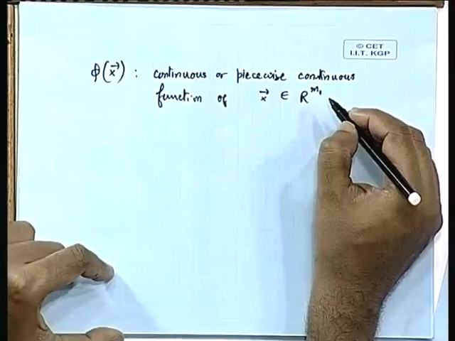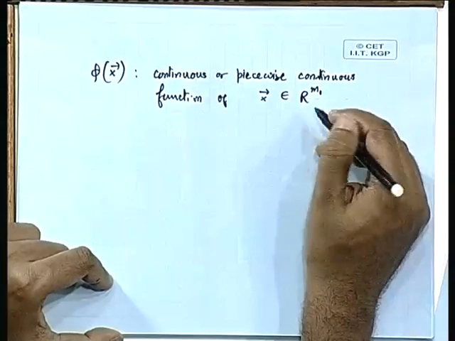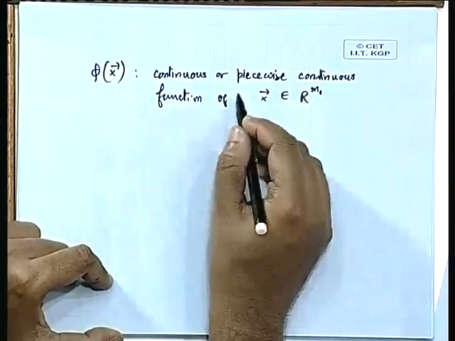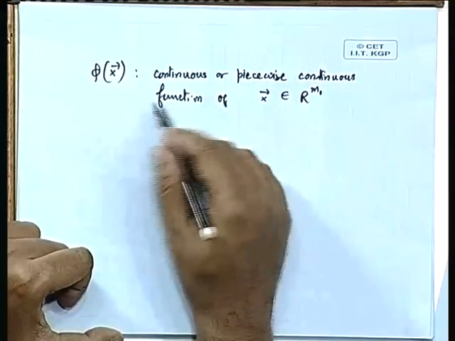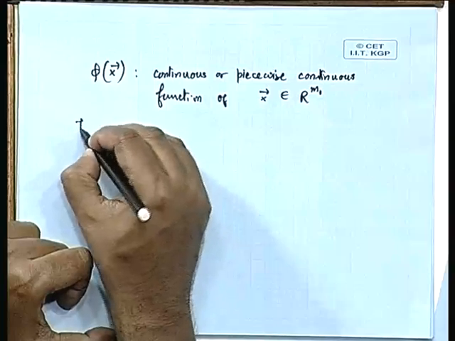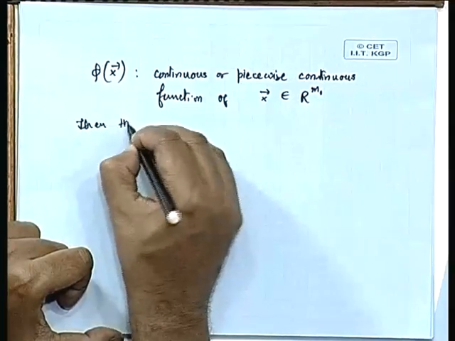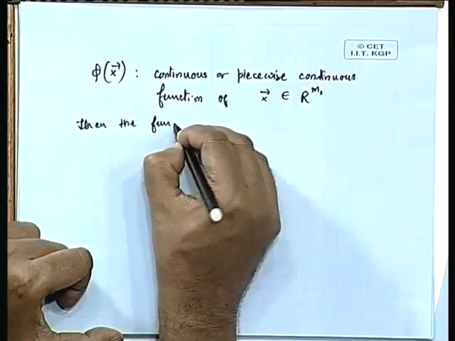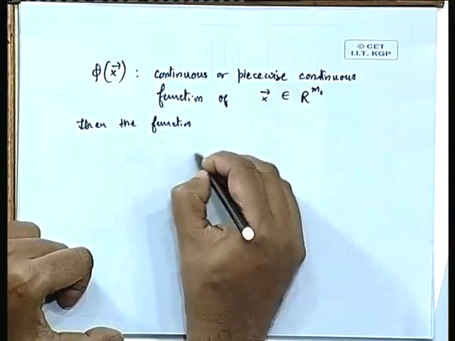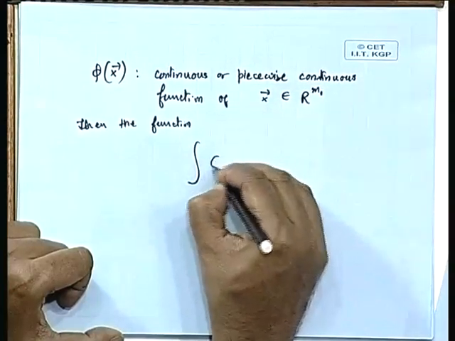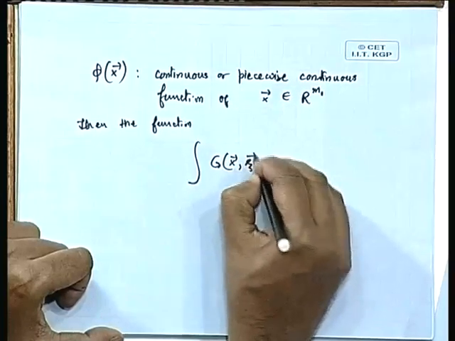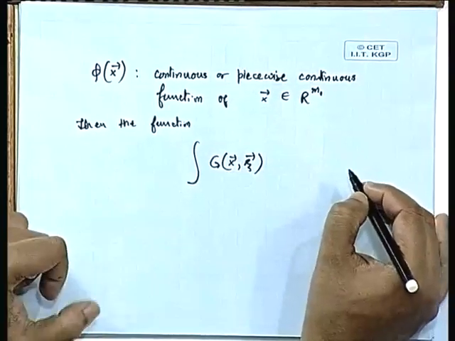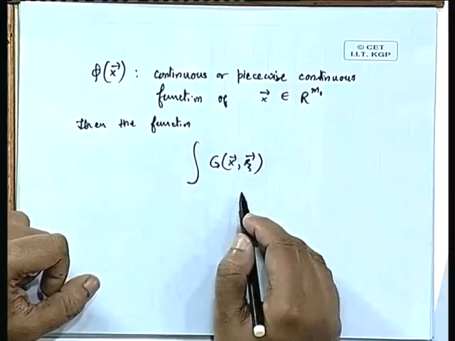So, it lies in Rm0. Okay. So, we define a function phi of x as follows, defined just now. Then if we consider a function of this nature, that is to say, we consider a Green's function g of x zeta, which is a Green's function with respect to, let us say, an operator L.